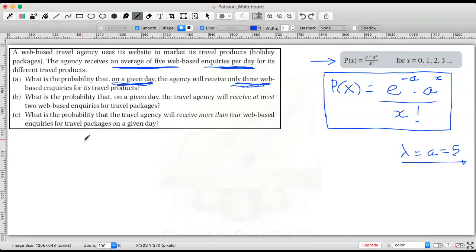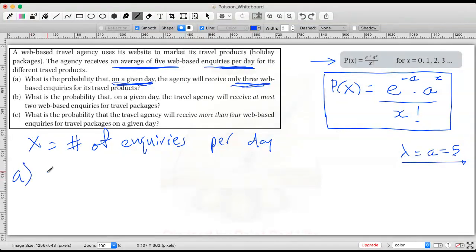So just like we did for the binomial distribution, we need to let a random variable, x, represent what we're trying to measure. So we're trying to count. What are we counting? We're counting the number of inquiries per day. So X is equal to the number of inquiries per day. And that's what our X is.